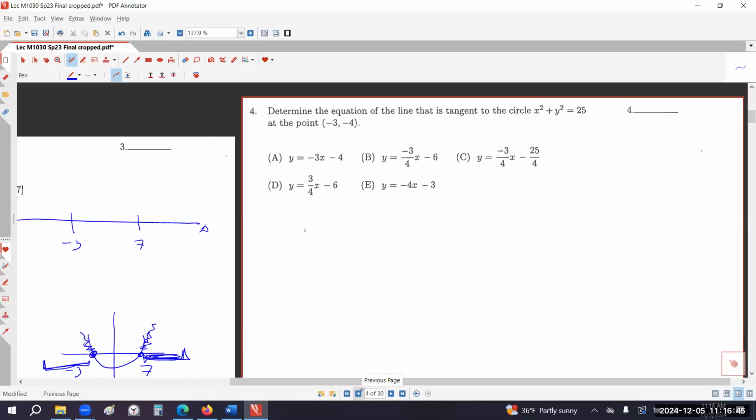Okay, the next one from our third exam. Find the equation of the tangent line to the circle. So we have a circle. What is the center of the circle? 0, 0. And we have a point -3, -4, probably somewhere here. The line from the center to the circumference is the radius. They want us to find the equation of the line that is tangent to the circle, which means it touches our circle at one point and is perpendicular to the radius. What is the equation of this line?